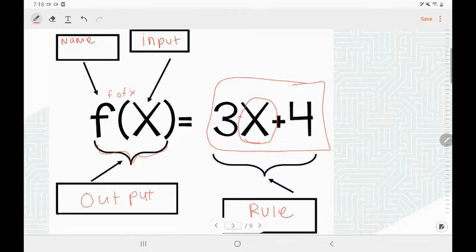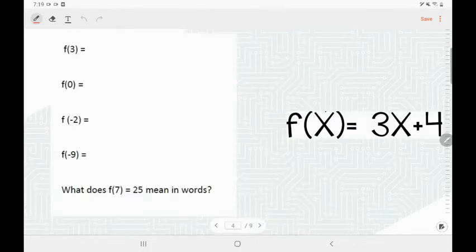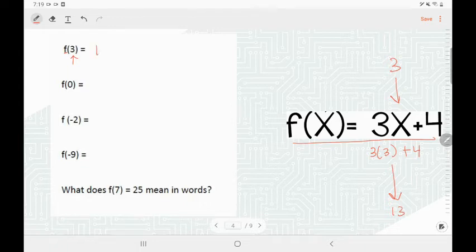Let's look at a few examples to describe this. So f of 3. What it's saying is, look at my function f, which I see over here. It says to input, because that's what goes inside the parentheses, input a 3 into my rule. So I'm going to insert 3 in for x. That's going to result in 3 times 3 plus 4, which outputs 9 plus 4 is 13.